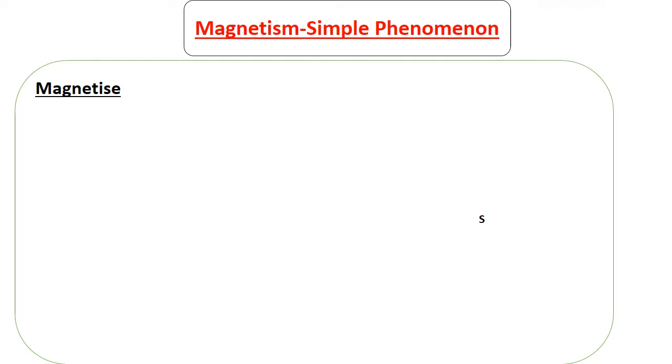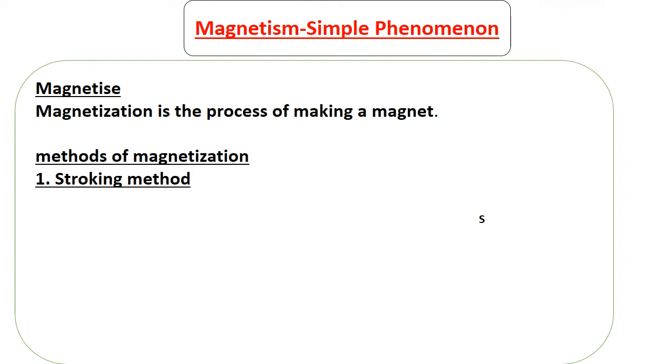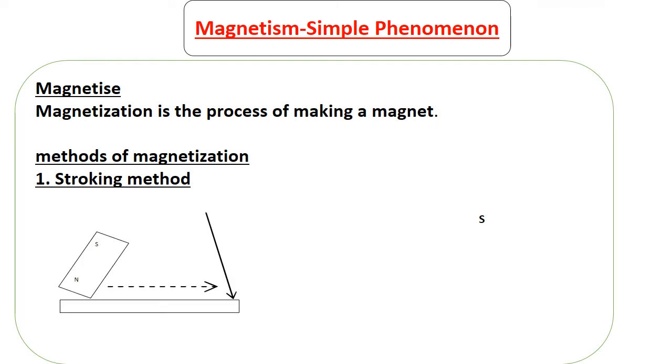Like I said, to magnetize is just the process of making a magnet. There are various methods that can be used to make a magnet. The first is the stroking method. In the stroking method, if you have a piece of material that you want to turn into a magnet, you put it like this, then you get a magnet and start stroking the magnet against the material, rubbing it on the surface of the material.